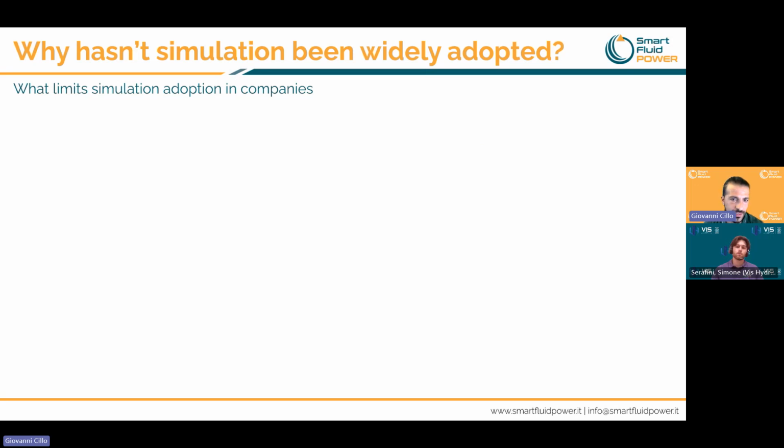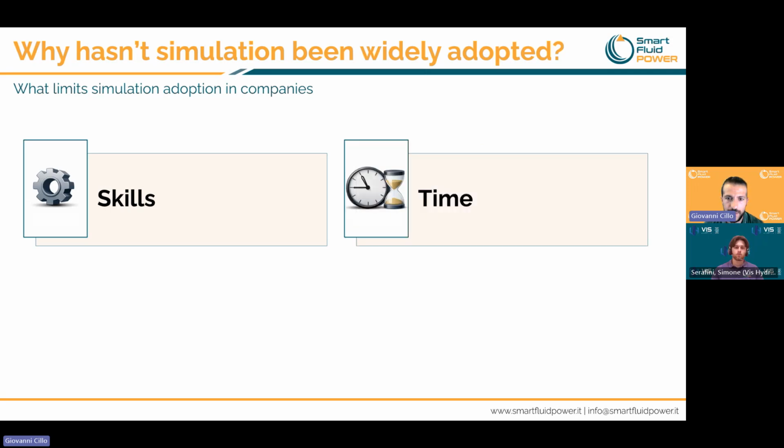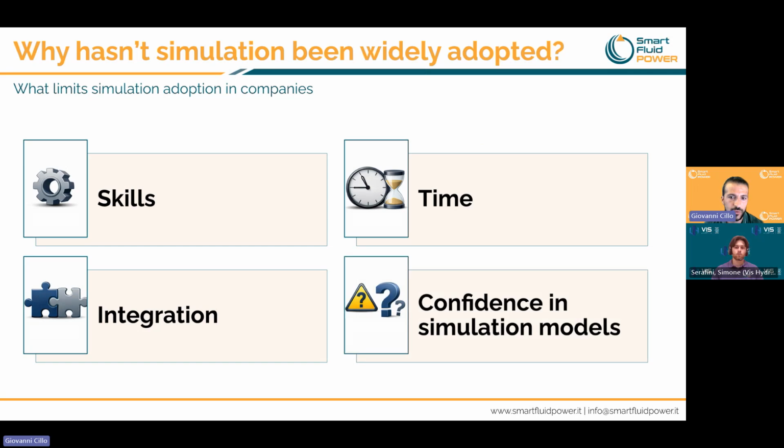The barriers are always the same. The first is skills. Dedicated roles are often missing. The second is time. Building a model requires an initial investment in both resources and personnel. The third is integration. Simulation is not fully embedded in the decision-making workflow. And finally is trust. If the model is not well understood, it tends to be perceived as unreliable. Taken together, these factors explain why there is still a gap between the potential of simulation and its actual use in companies.